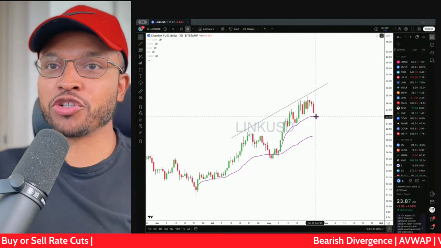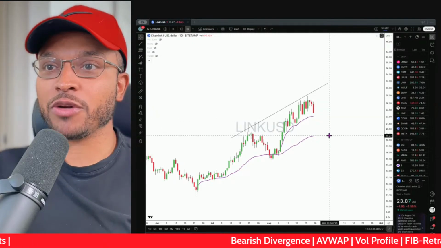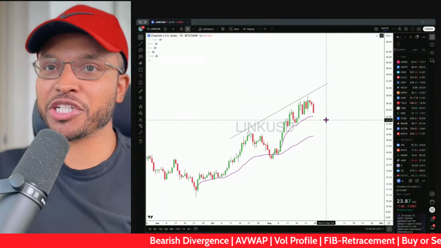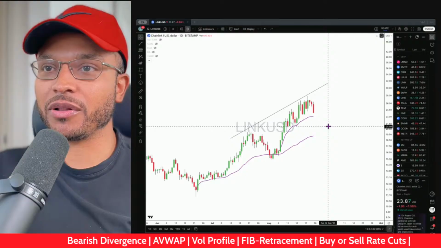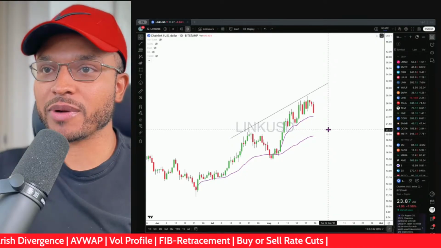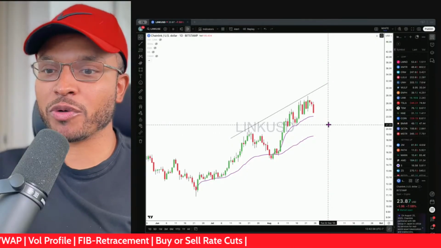So here we go. Now we got 2 points. We have 23 and we have 19. My assumption is we're going to pull back somewhere in the middle, 21, 20, right? This is sort of where my target is. That's one way. We're looking at anchored VWAP.